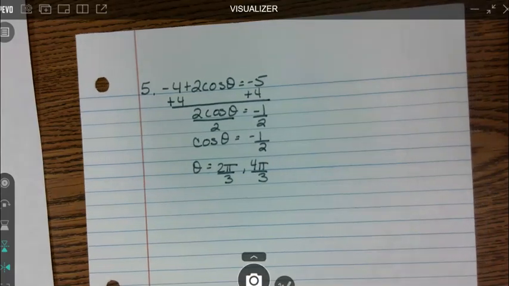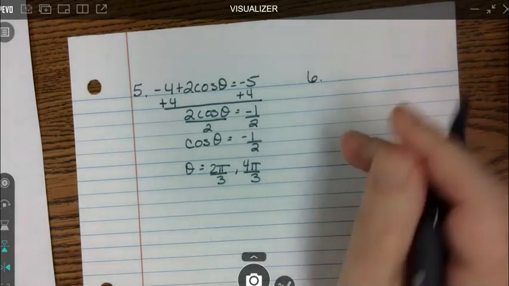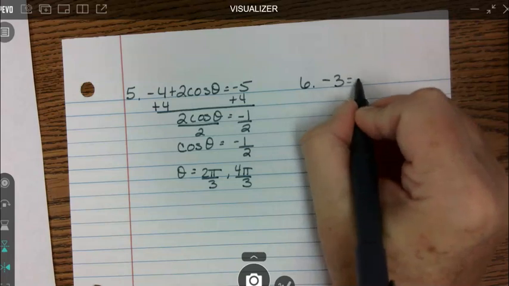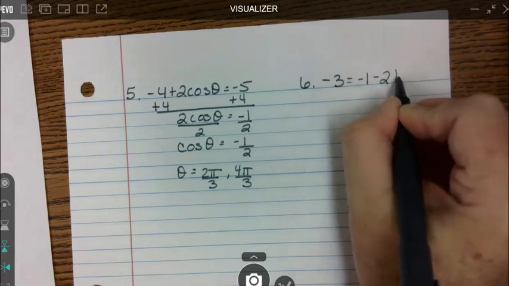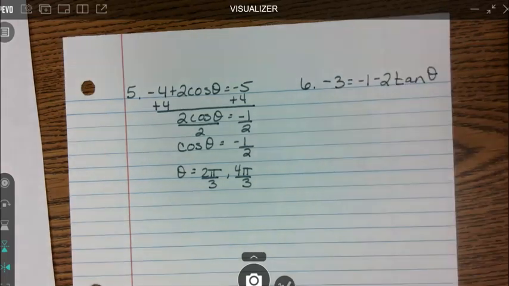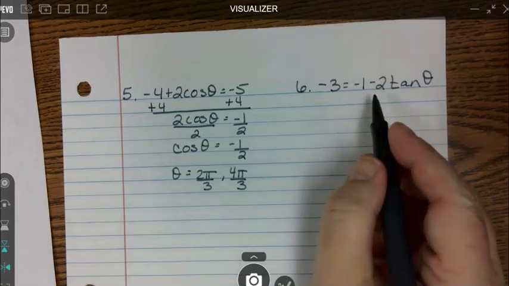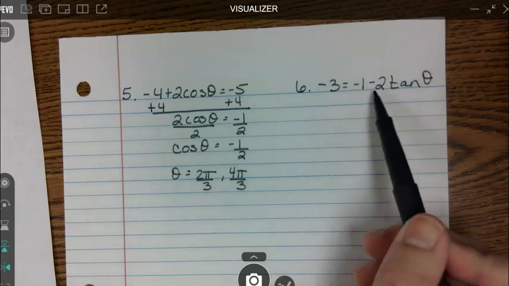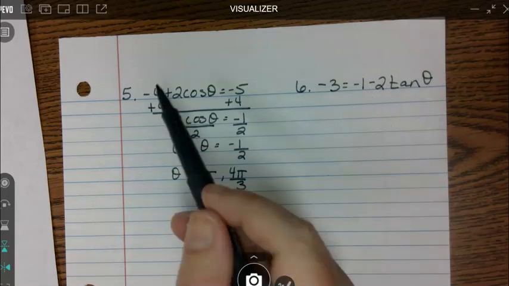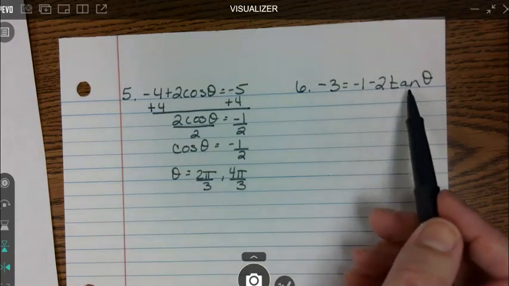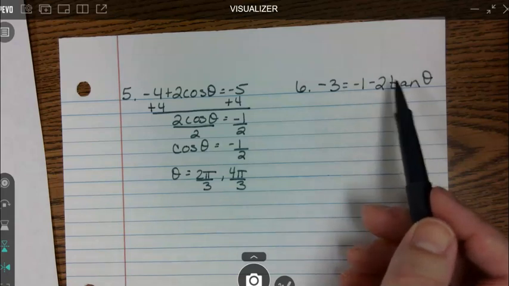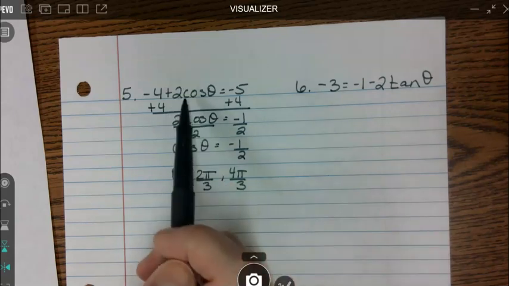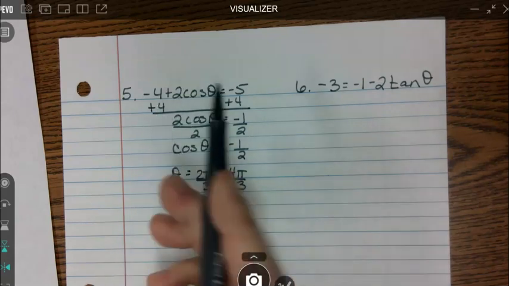Okay? And then, last but not least, number 6. So negative 3 equals negative 1 minus 2 tangent theta. Now, I know some of y'all are thinking, and I probably said this earlier even over here, sorry, it just occurred to me. We can't subtract or add these because do you see how this term has a tangent and this one does not? That's why I can't combine them. And that goes the same over here. One has cosine, one does not.